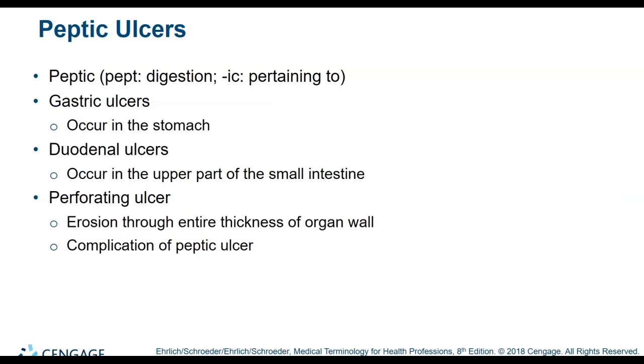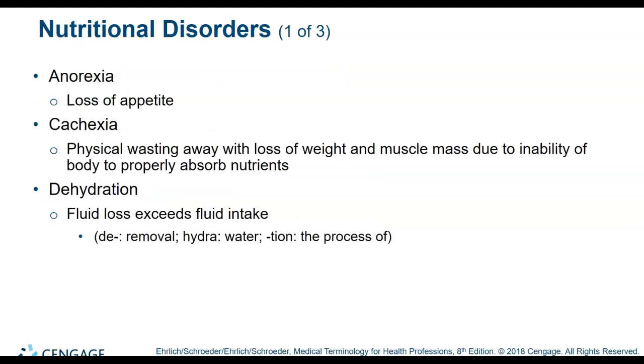There are different types of ulcers out there. So there are peptic ulcers and gastric ulcers. Again, gastric is going to mean stomach. Duodenal ulcers are going to be in that upper part of the small intestine. And then a perforating ulcer is one that actually erodes through the organ wall. And again, that's problematic because now it's going into the abdominal area, and we're going to get some infection with that.